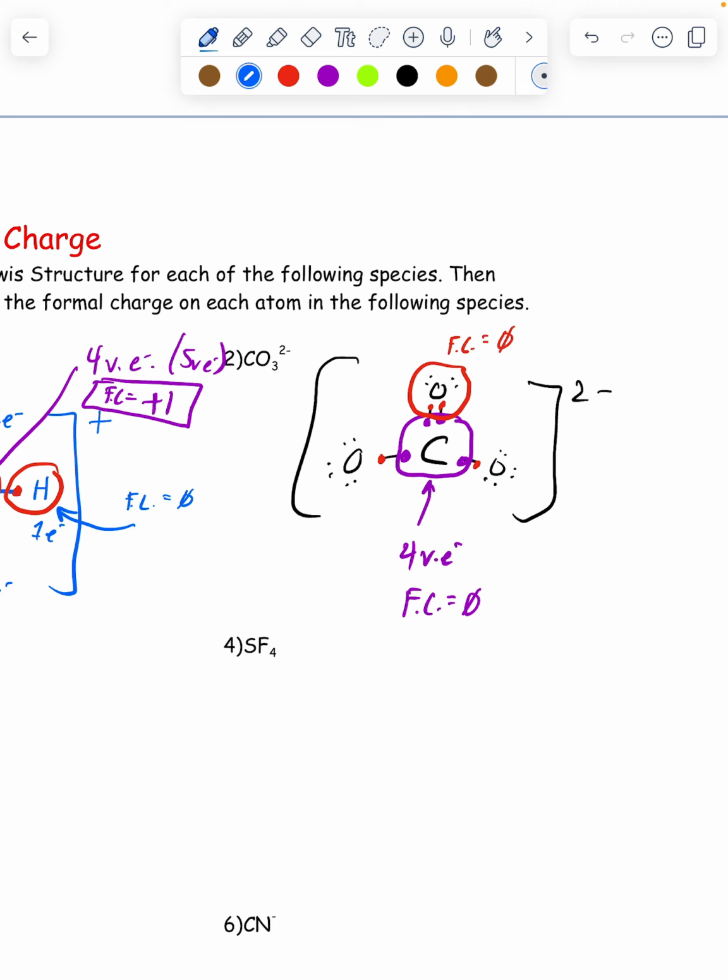But these two both feel like they have 7. And 7 is 1 more than oxygen's number of valence electrons. And so each one of these ones in blue has a formal charge of -1.